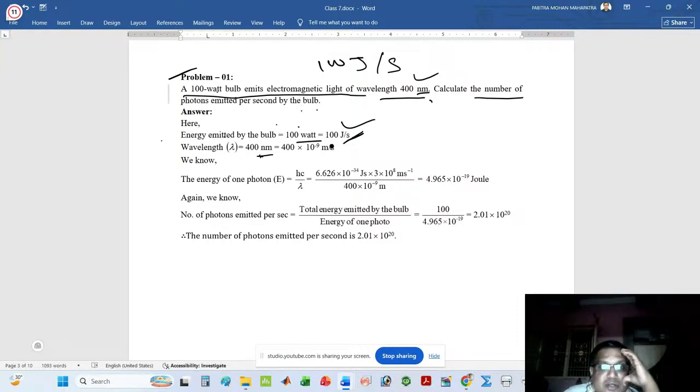Here it is not necessary to write meter per second. Only write the meter. Why is it written meter per second? No, this is not necessary to write for wavelength. Wavelength is equal to 400 nanometer. Next, here we can find.